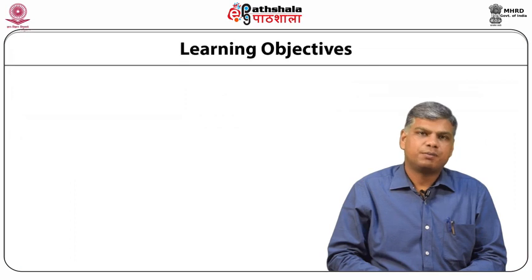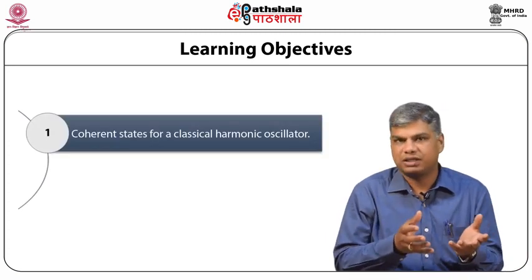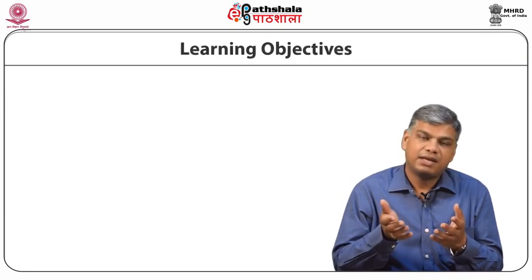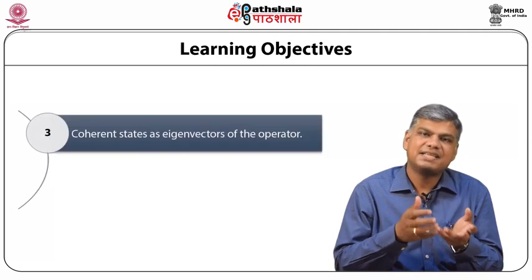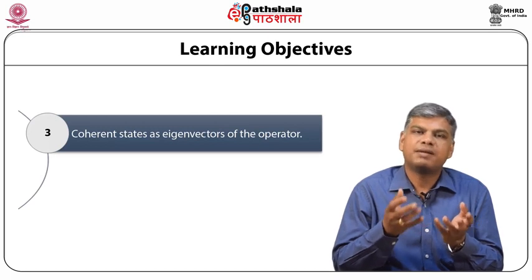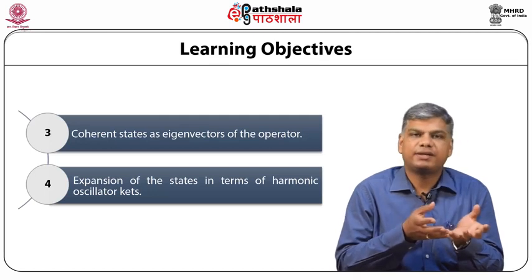Today we are going to discuss the module Coherent States of Harmonic Oscillator under the paper Quantum Mechanics 1. Learning objectives. In this module we will learn about the coherent states of a classical harmonic oscillator, the quantum mechanical coherent states. Then we learn about the coherent states as the eigenvectors of the operator. And finally, we learn about the expansion of the states in terms of the harmonic oscillator eigenvectors or the ket vectors.